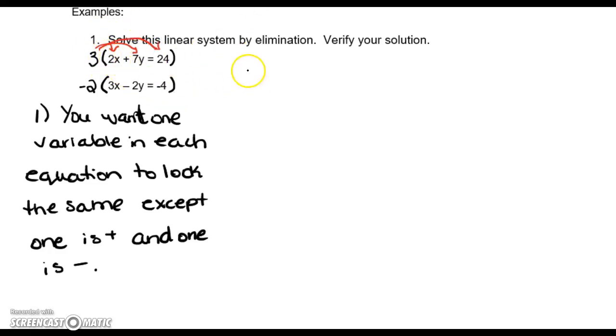So I have 3 times 2 is 6x. 3 times 7y is positive 21y. And then 3 times 24 is 72. Now I'm going to go ahead and do the exact same thing for my second equation. So I'm going to go ahead and shoot my arrows.